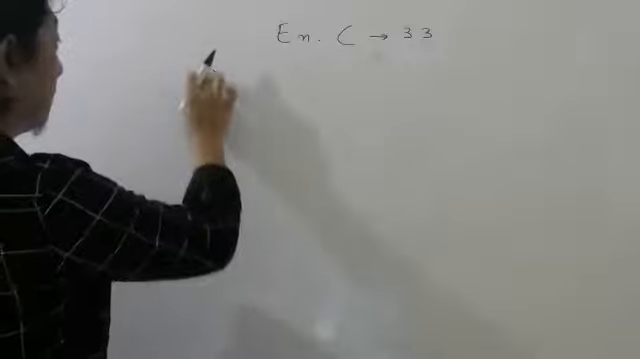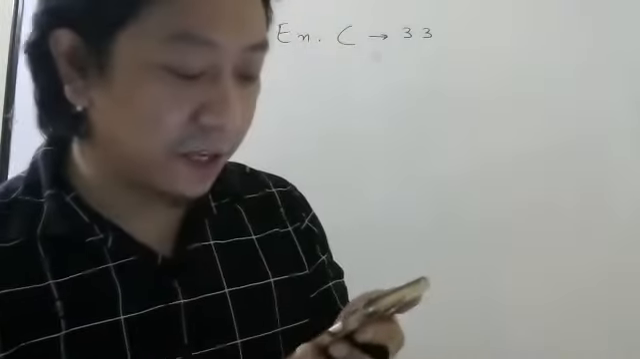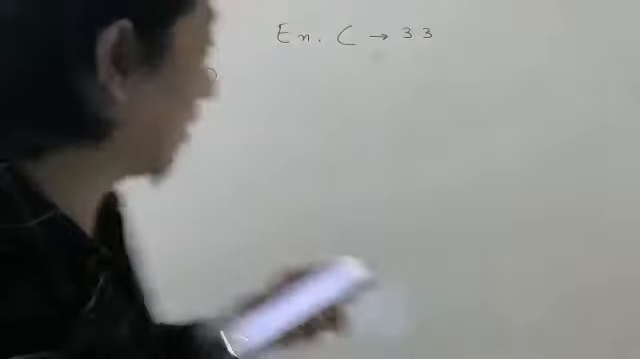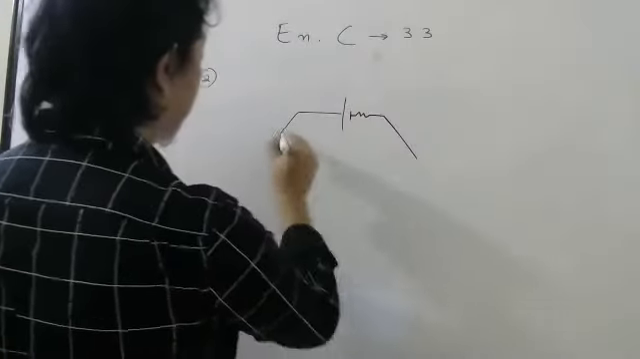Question number 2. Two batteries of EMF E1 and E2 and internal resistance R1 and R2 respectively are connected in parallel as shown in the figure. So parallel combination they are saying.